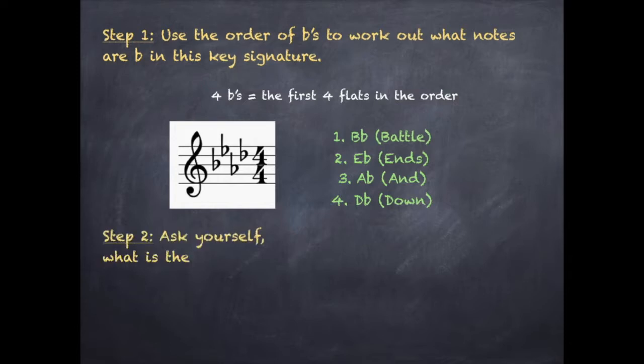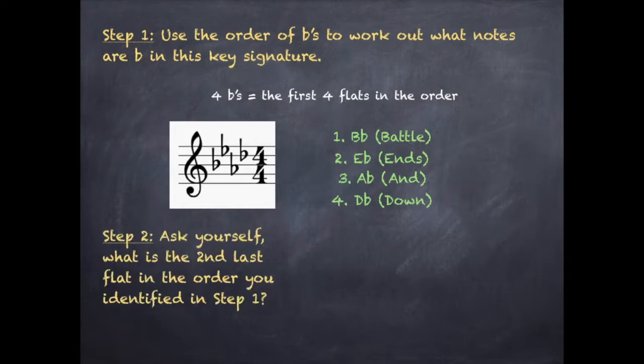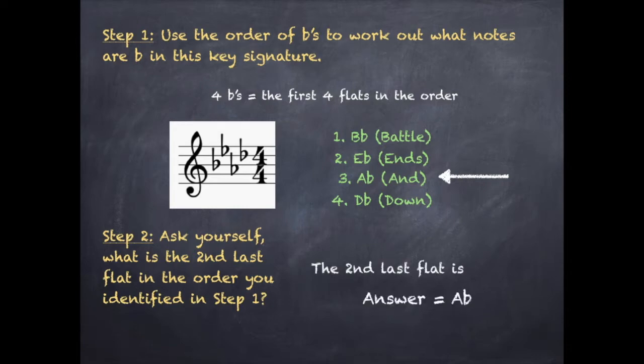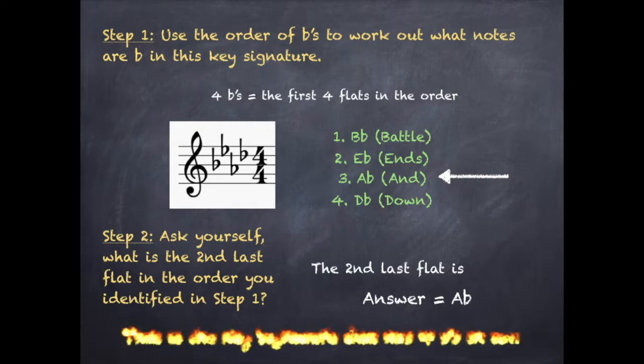Step 2. Ask yourself, what is the second last flat in the order that you identified in step 1? The second last flat is A flat. And that is the key signature that has 4 flats in it, A flat major.